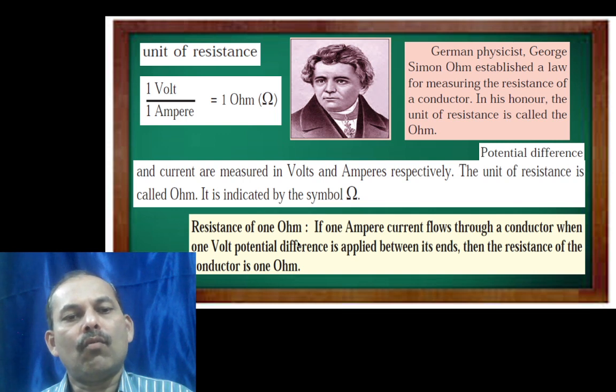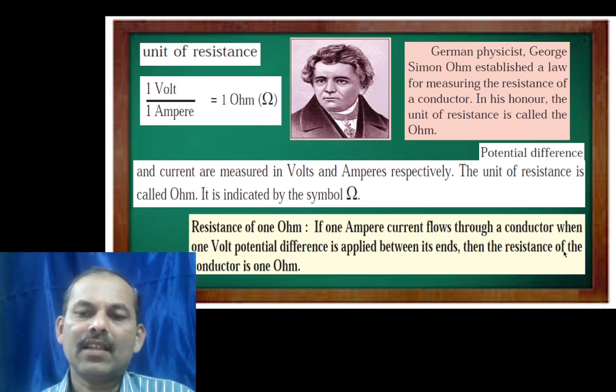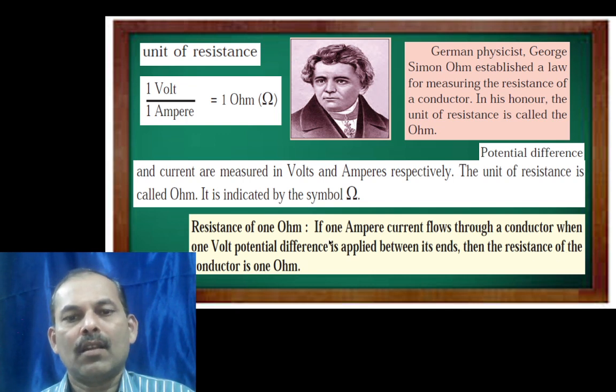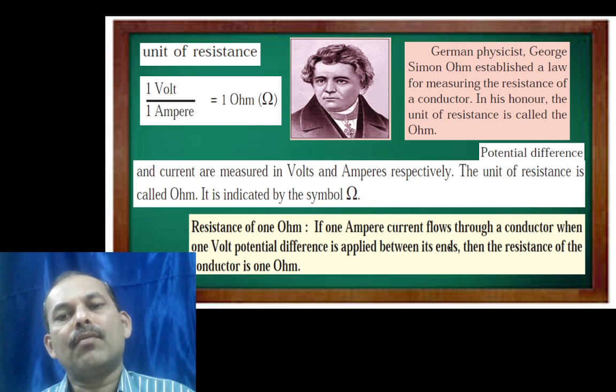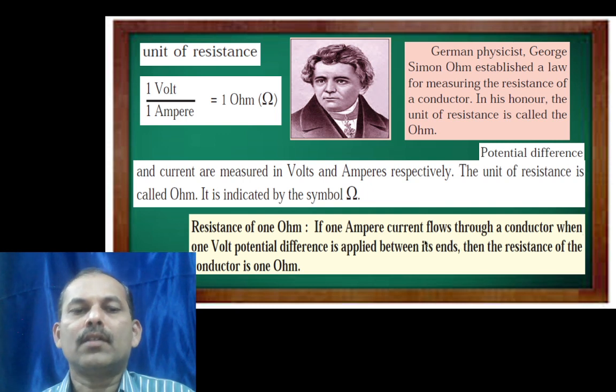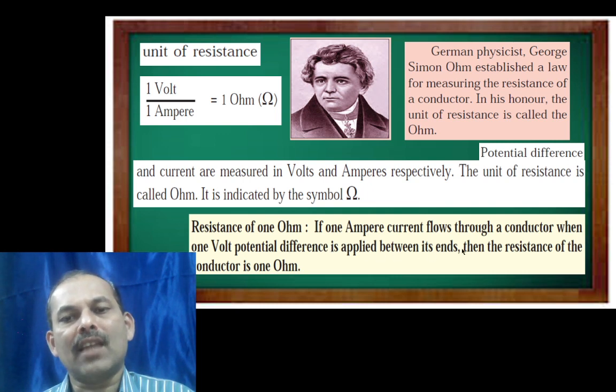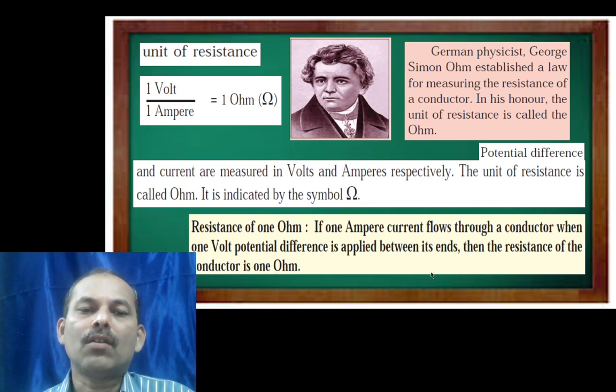Resistance of 1 ohm. If 1 ampere current flows through a conductor when 1 volt potential difference is applied between its ends, then the resistance of the conductor is 1 ohm.